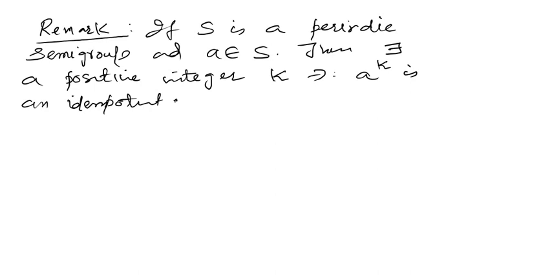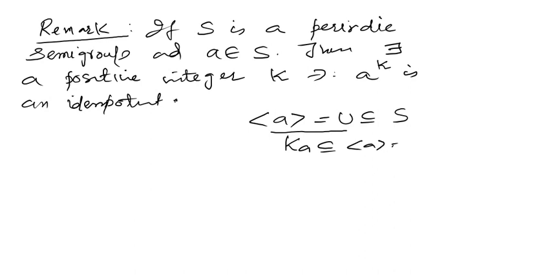You can do this since a has finite order, therefore we have a finite monogenic semigroup generated by a. Suppose that is U, a subsemigroup of S, and this is a finite monogenic semigroup. We know that a finite monogenic semigroup has a subgroup that we denote by K. So this K is a subgroup, and the identity of this subgroup K is an idempotent of U and hence an idempotent of S.